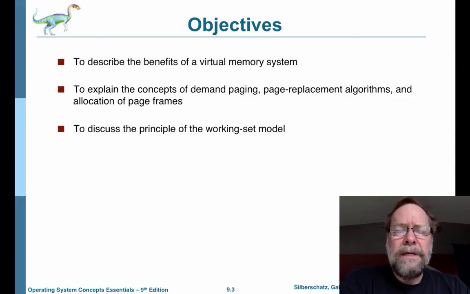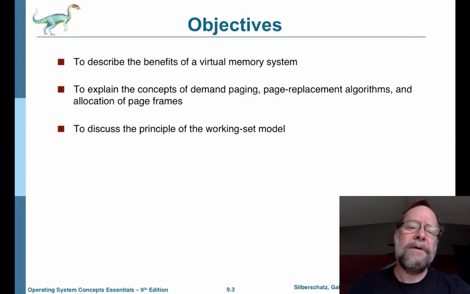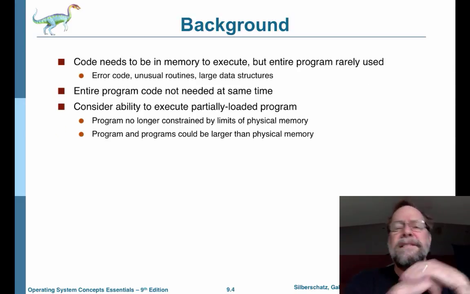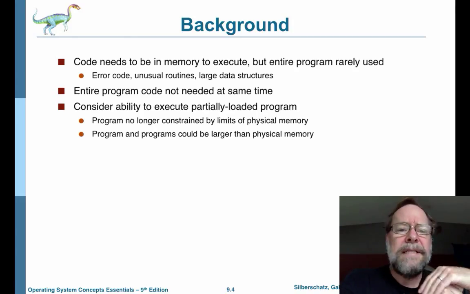going to look at how we can realize virtual memory through demand paging, page replacement algorithms, and how we can go about originally allocating frames to processes when they first get started. We'll also talk about thrashing and how we can try to ameliorate the problems of thrashing through use of the working set model.